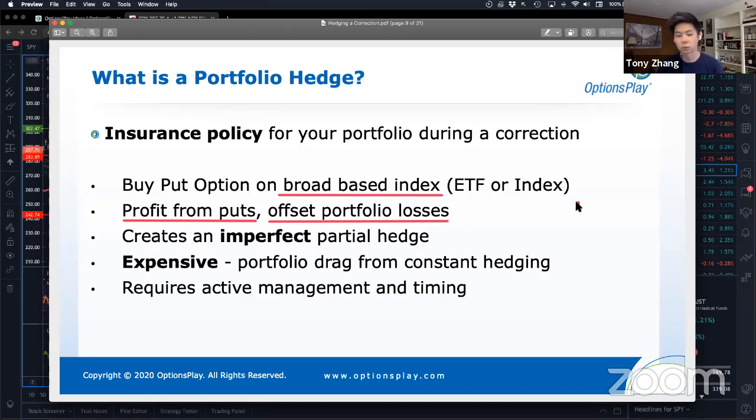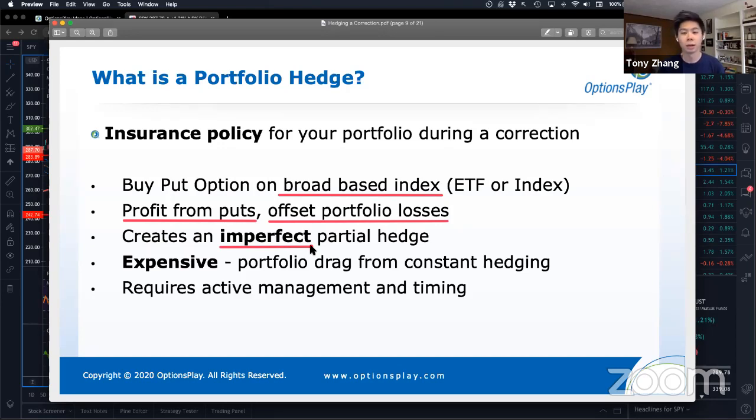So when you buy a put option, what actually happens is that you're still going to have a loss in your portfolio. It's just that you're going to have a gain on your put options that's going to offset a portion of your losses. Now, this creates what we call an imperfect partial hedge, meaning it's never going to hedge your portfolio dollar for dollar. You can get it close, you can get it close enough, but you're never going to experience dollar for dollar exposure. And many times you don't want to hedge your entire portfolio.